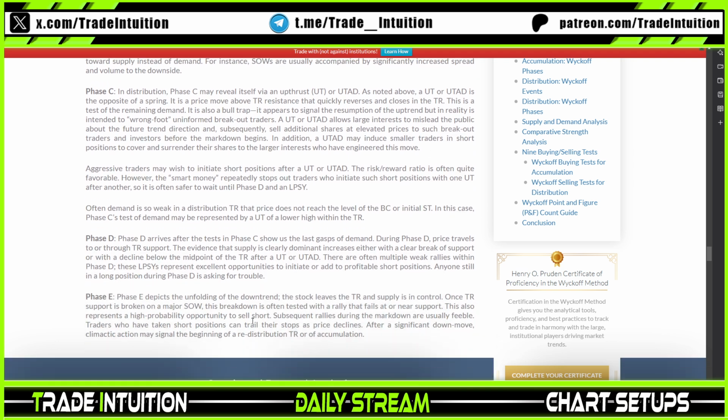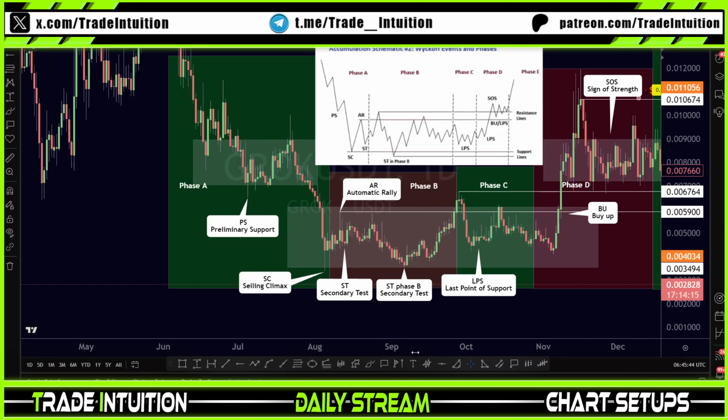Here again, we have the different phases, A, B, C, and then of course D and E. This, you can read it, pause it, memorize it, do what you like. Now, let's go to the chart. This is the chart. Here is schematic number 2, which does not include the spring.